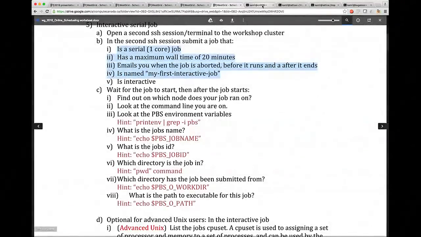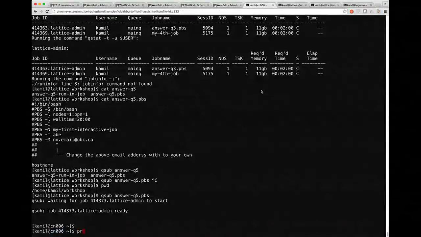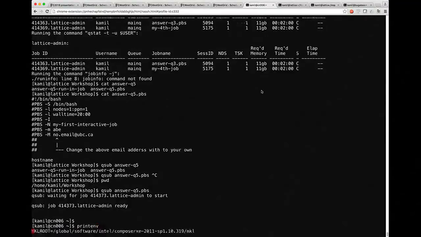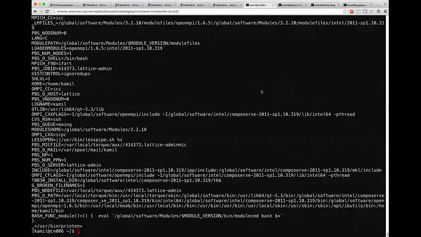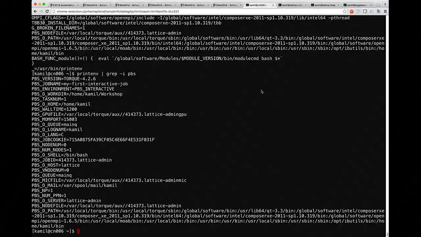So the first question was, let's look at our environment. Well, we could run the printenv command and get the whole environment, but that includes everything, all the stuff that used to be there, as well as the new stuff. But if we just grep for PBS, we could see all the environment variables that were set by the scheduling system.